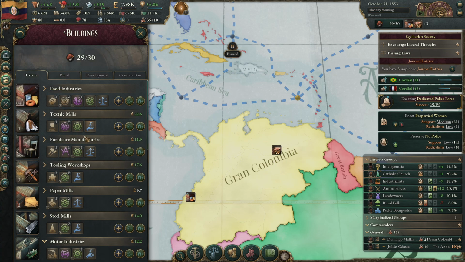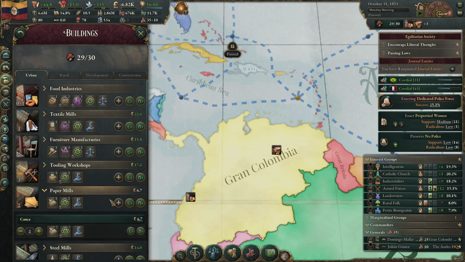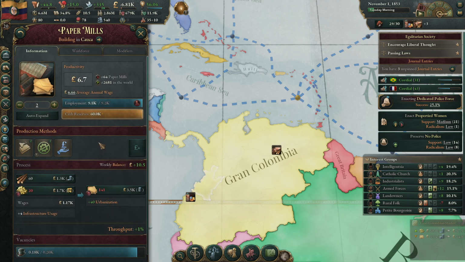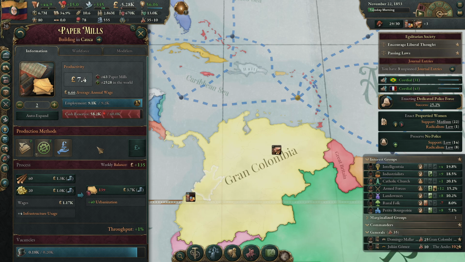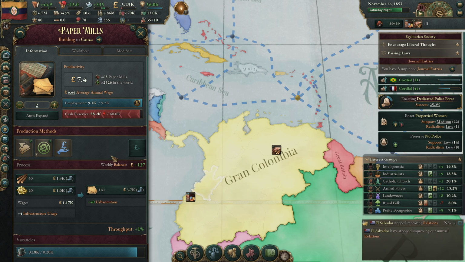Okay, the sulfur mine is built, so we can now do sulfide pulping, which means we are gonna make more paper. People don't want to work here anymore though. They will when the sulfur mine gets filled in. I think. Yeah, they will come back now.